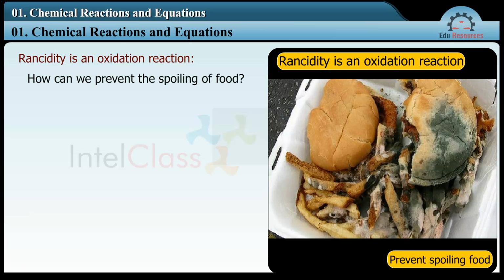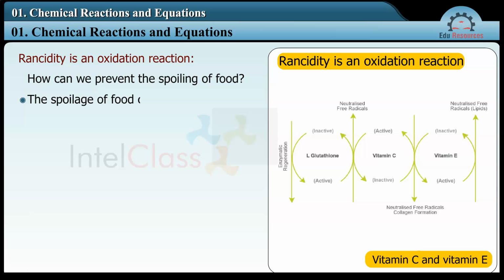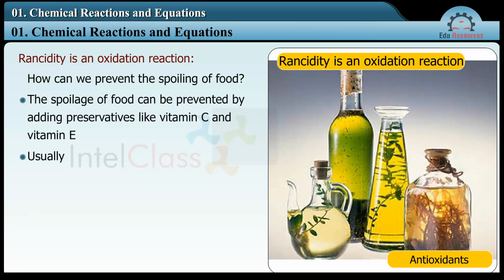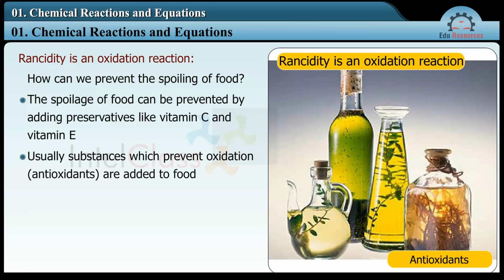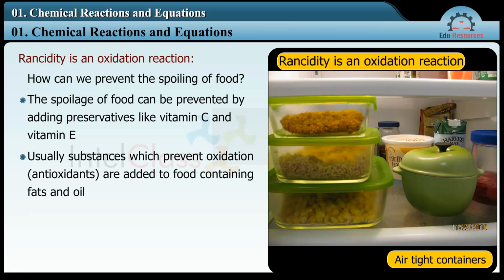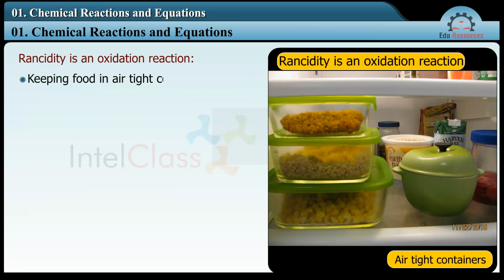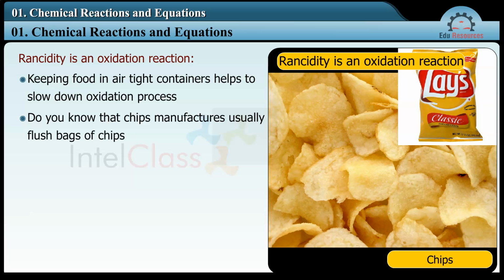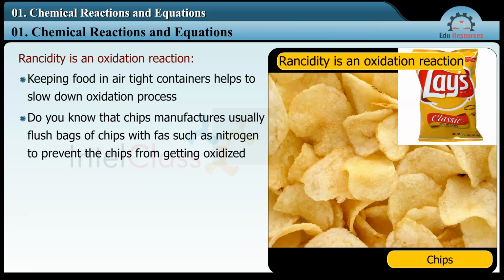How can we prevent the spoiling of food? The spoilage of food can be prevented by adding preservatives like vitamin C and vitamin E. Usually, substances which prevent oxidation, antioxidants, are added to food containing fats and oil. Keeping food in airtight containers helps to slow down the oxidation process. Do you know that chips manufacturers usually flush bags of chips with a gas such as nitrogen to prevent the chips from getting oxidized?